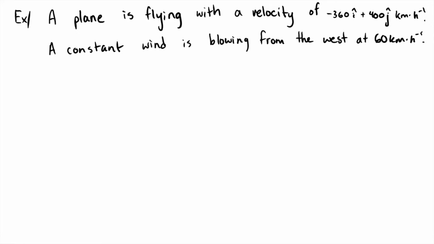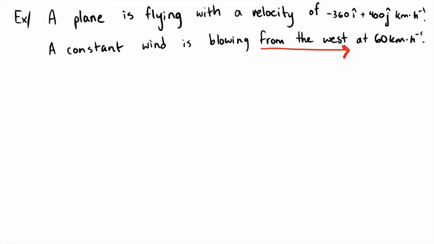A constant wind is blowing from the west at 60 kilometers per hour. So that is also giving me the magnitude, or how fast it's going, and the direction. But here, it's worth noting the direction is given in words. So if something is blowing from the west, that means it's heading to the east. So I have a sense of the direction of that vector.